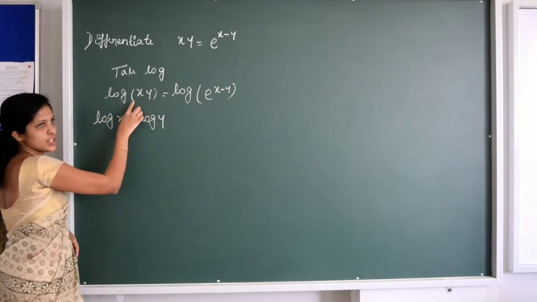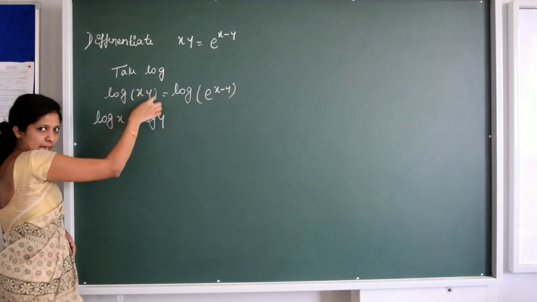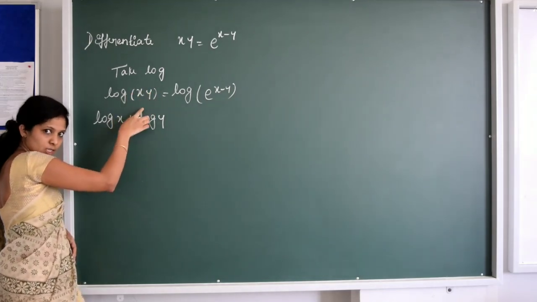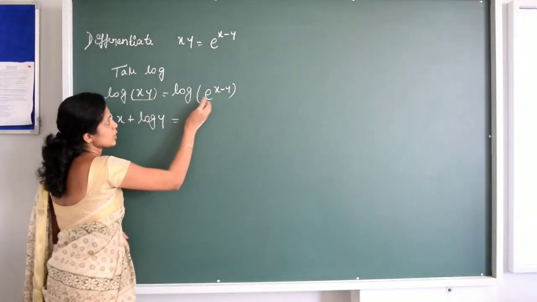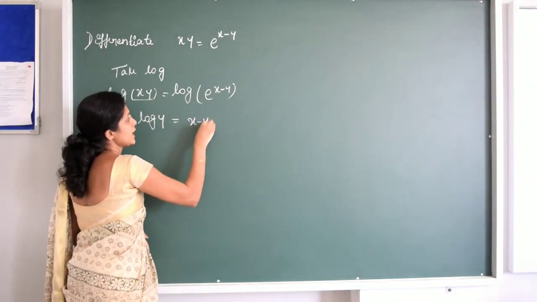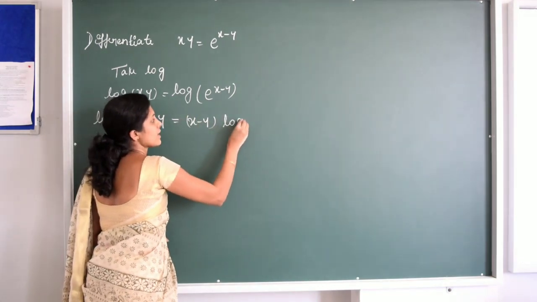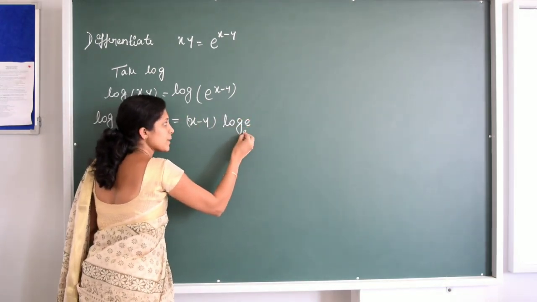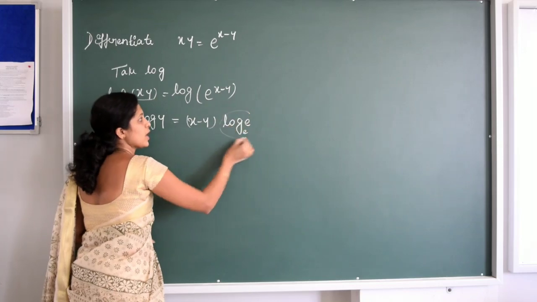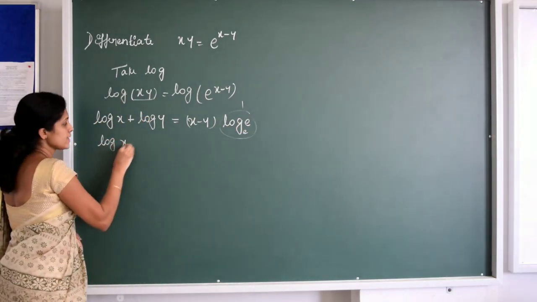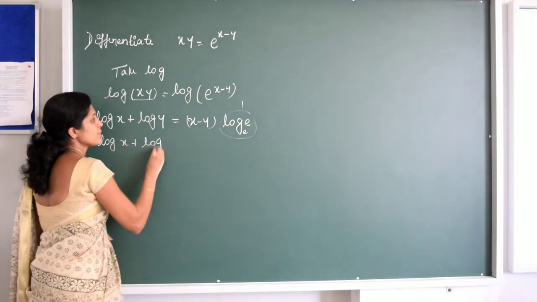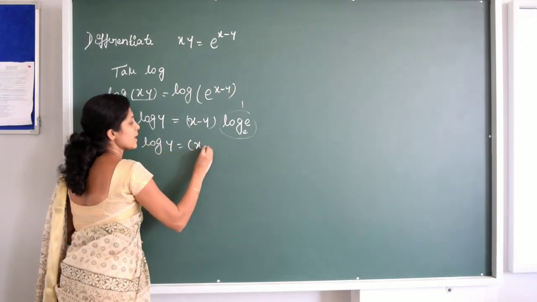Or directly you can differentiate this. What you have to do is consider this as x, so it will be 1 by x into 1, then differentiate the other factor. That is also okay. Now this is equal to log e to the power x minus y, which is x minus y into log e. What is the value of log e? Log e to the base e is also 1. So this will be equal to x minus y. So what we got here is log x plus log y is equal to x minus y.